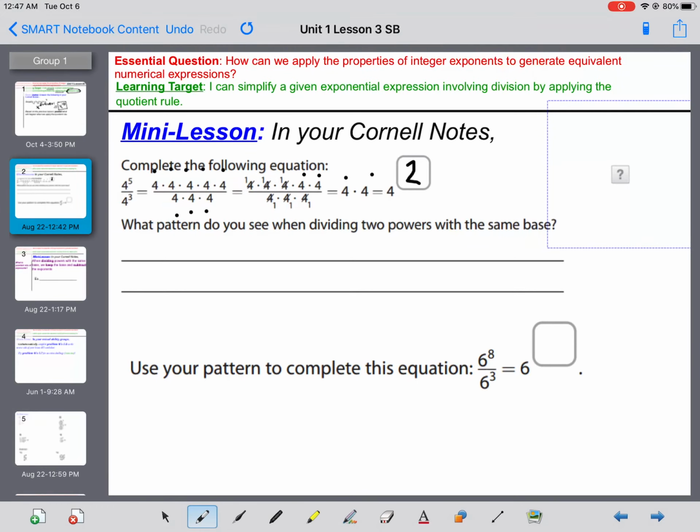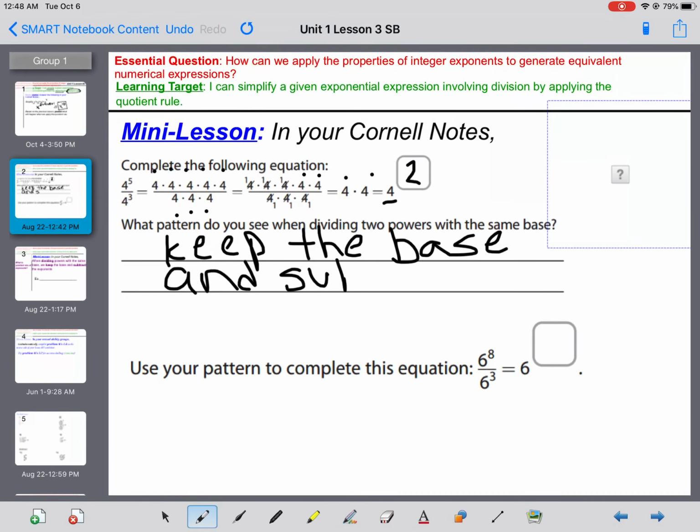What pattern do you see when dividing two powers with the same base? So if we kept the base the same, 4 stayed the same, nothing changed about the number 4, and we started with 5 and 3, how do we end up with 2? That means that we're going to keep the base and subtract the exponents this time.